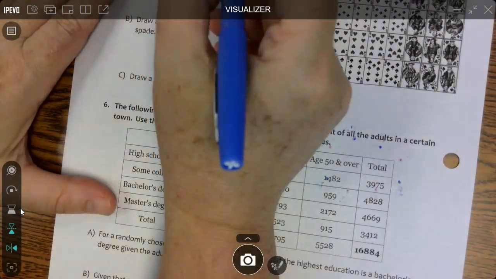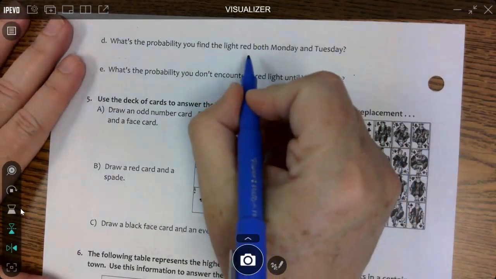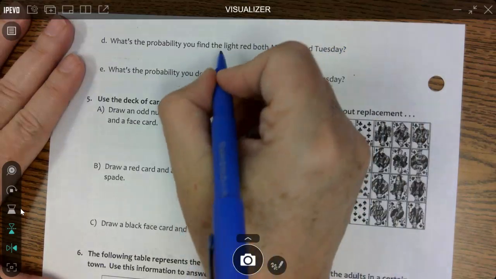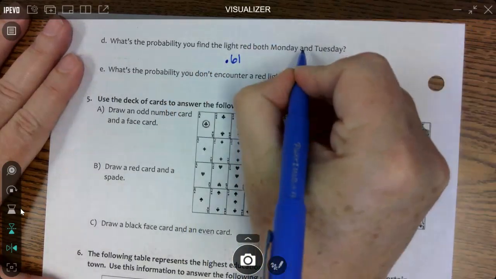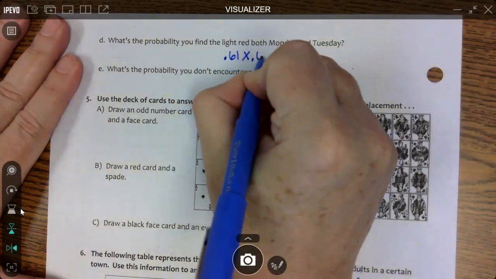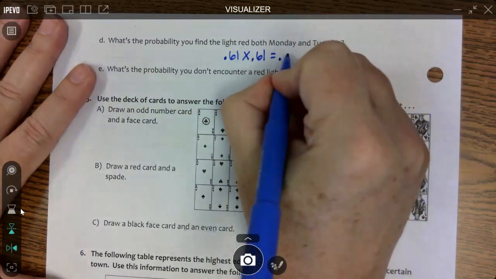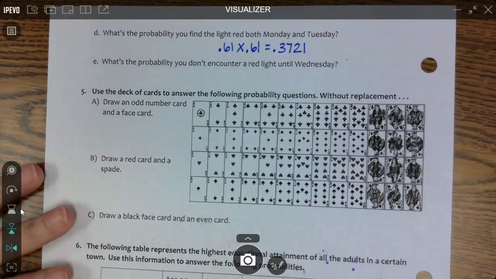Now, what's the probability you find the light red Monday and Tuesday? So it can be red 61% of the time on Monday, and 'and' means to multiply, and then Tuesday it would be another 61% chance. Now if I was driving this route, it would be 100%. I always get the red light. Sad face. Okay.